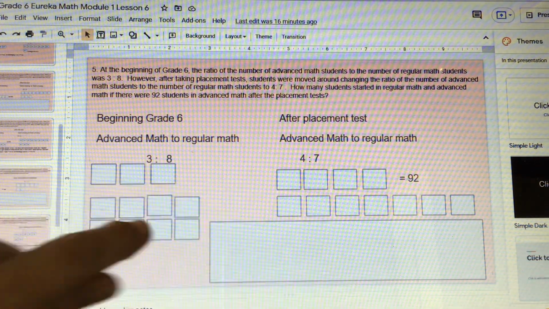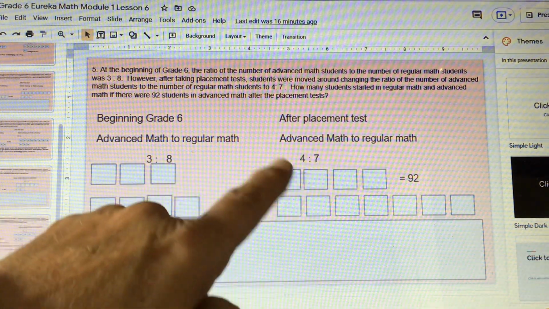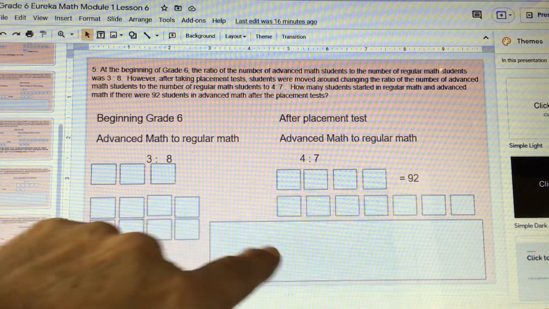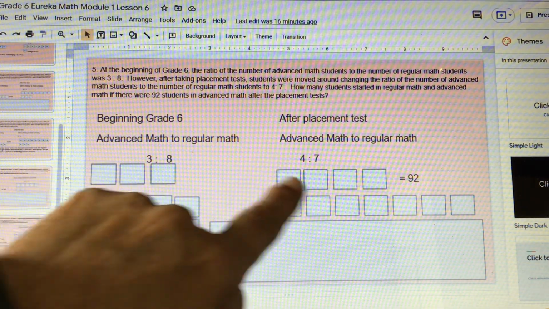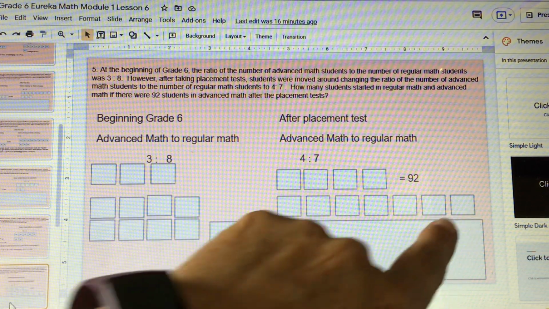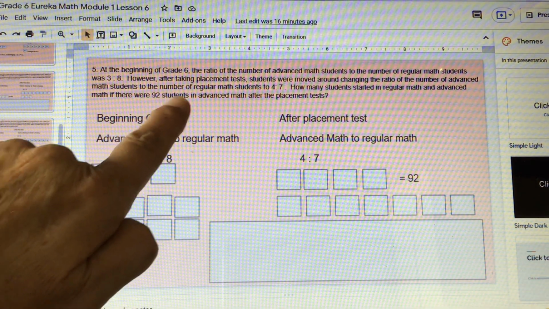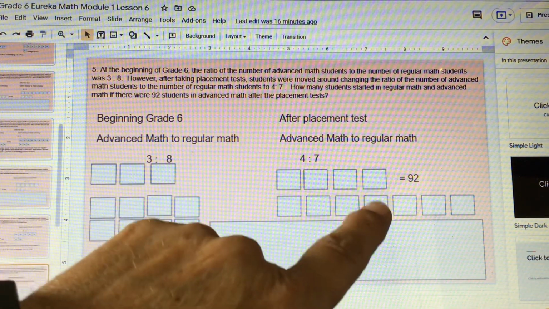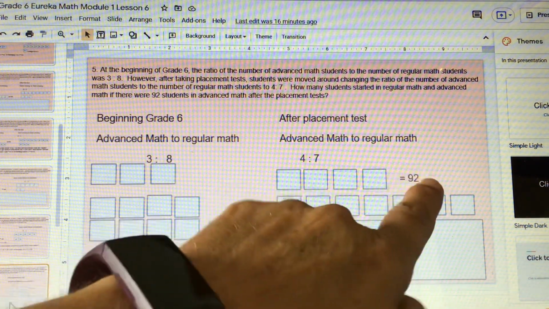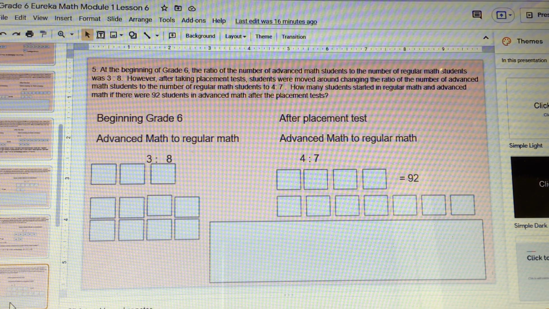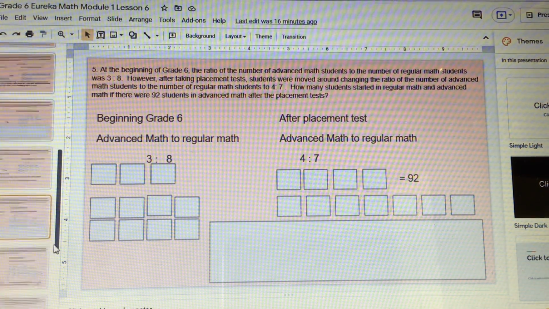Sorry, I couldn't go all the way across with those 8. After placement test, advanced math to regular math was 4 to 7. And what else did they tell us? They told us there was 92 students in advanced math after the placement test. So now, I bet you know what we need to do. Are we going to divide? What are we going to divide?